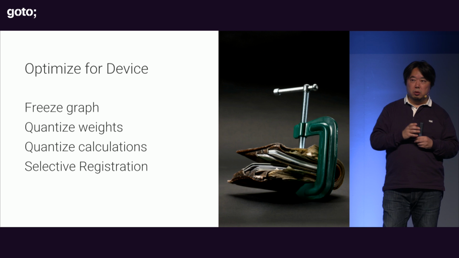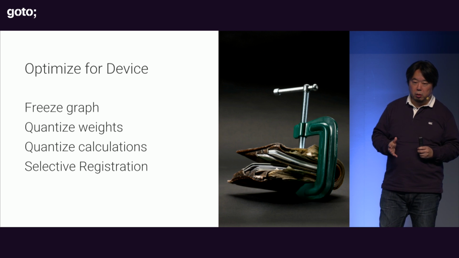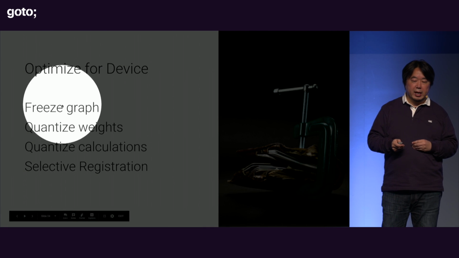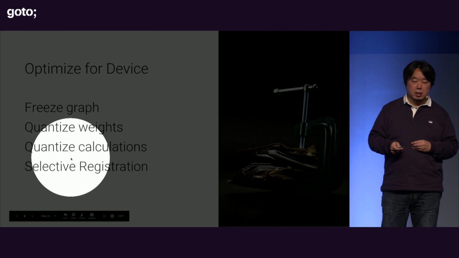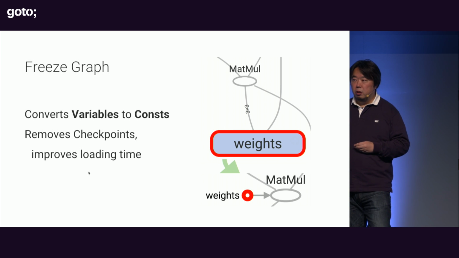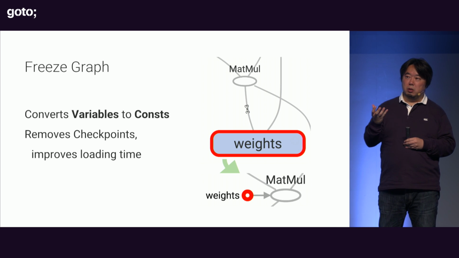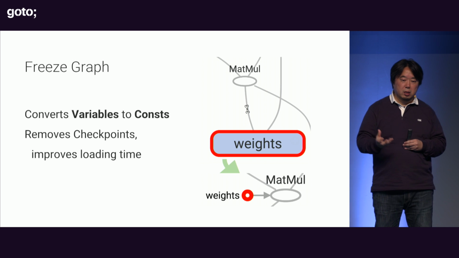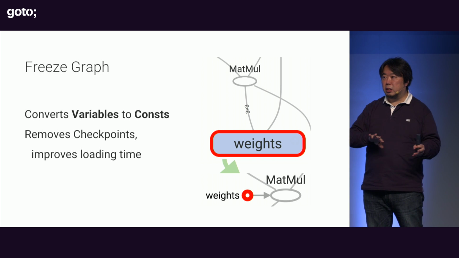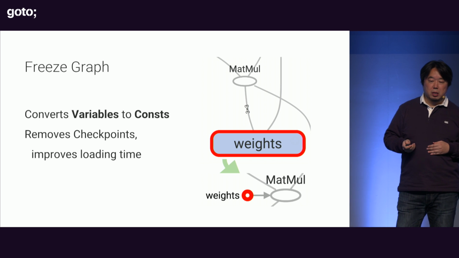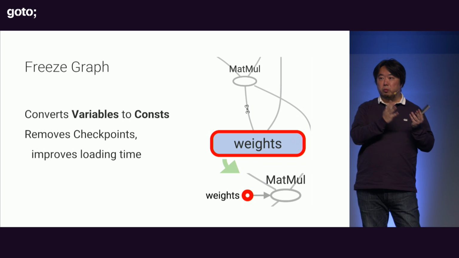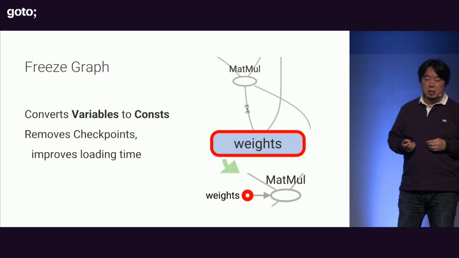So instead of using the raw TensorFlow on devices, you have to apply many different optimization techniques, such as freezing the graph, quantizing the weights and calculations, and selective registration. Because you only want to do prediction or inference on the devices, and you don't want to do training on the devices, you can remove all the unnecessary parts from the TensorFlow models and binaries. One of them is converting variables to constants, because the training has finished, so you don't have to hold the parameters as variables. Instead, you can convert them into constants. That is much more compact and easier to load.